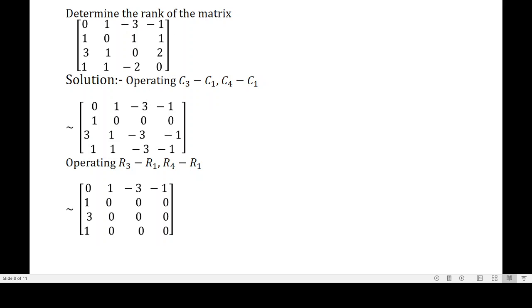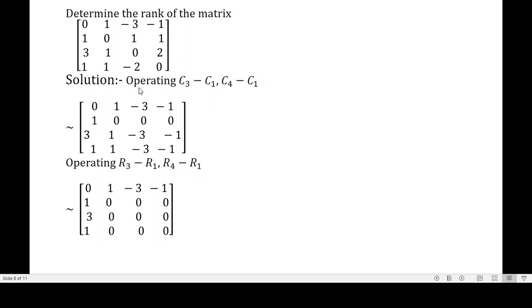If the minor of order 3 is not equal to 0, then the rank of the matrix is equal to 3. Suppose the minor of order 4 is equal to 0 and the minor of order 3 is equal to 0, but you find at least one non-zero minor of order 2. Then the rank of the matrix is equal to 2, otherwise the rank is equal to 1.